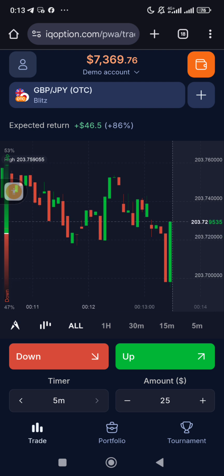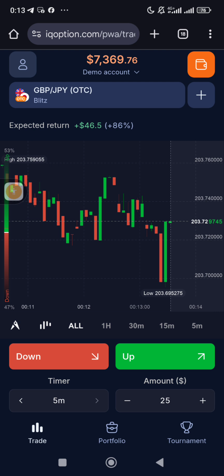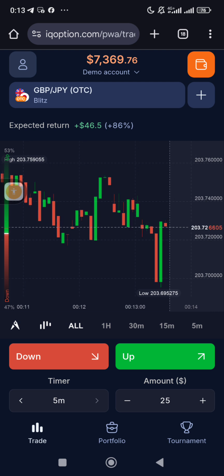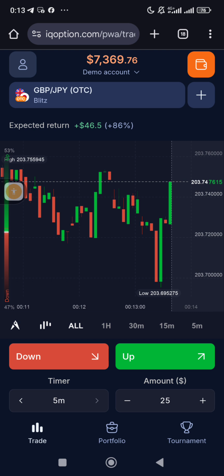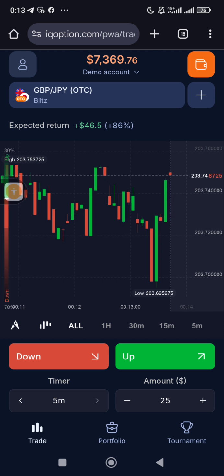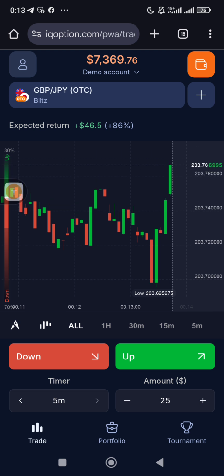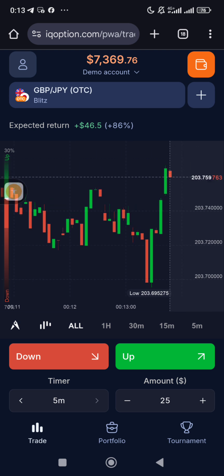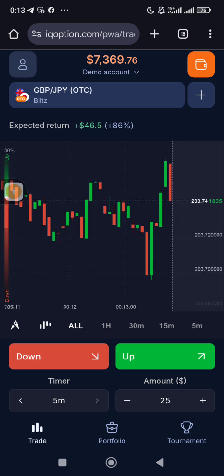you now select your timer. The timer is 5 minutes. Then you now select the amount you want to stake. You click on this amount. Click on custom, input the amount you want to stake. If you want to stake 10,000, 5,000, 2,000, 1,000, you just input the amount there. You stake the amount you want to stake with the time given for you to take that trade.